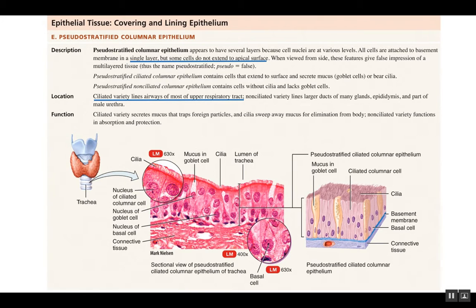Pseudostratified columnar epithelium can be ciliated or non-ciliated. An example of where you would find ciliated pseudostratified columnar is in the respiratory tract. Now we mentioned previously that there's ciliated simple columnar in some of the smaller airways. Well, the trachea is a prime example of where you would find this pseudostratified columnar. So in the little drawing here, we show the trachea or windpipe. And on the inside lining of that trachea, you would find this type of epithelial tissue.